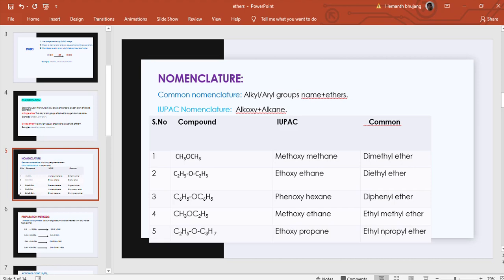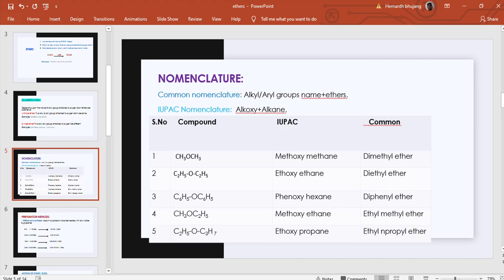So C2H5 is smaller. That's why we can write this as ethoxypropane. So this is about the IUPAC names of a few compounds. And for common nomenclature, I told you that you name the alkyl groups, then add the word ether. So in the first example, we have two same groups, that is two methyl groups. So we can name this as dimethyl ether.